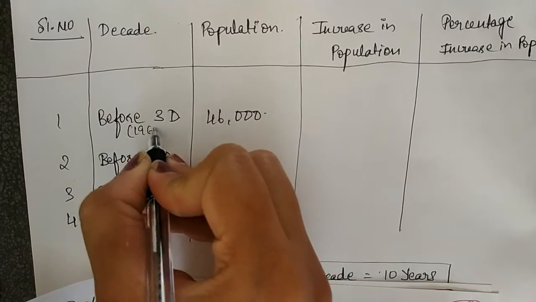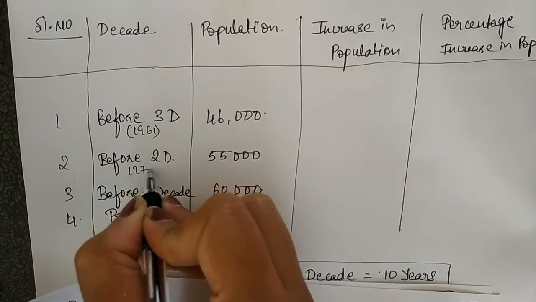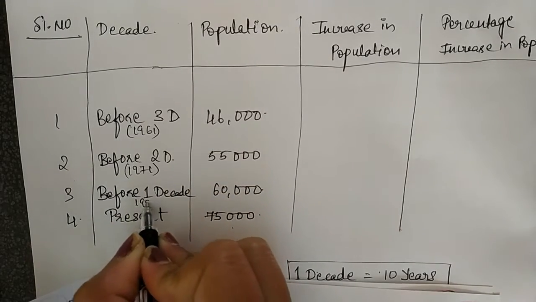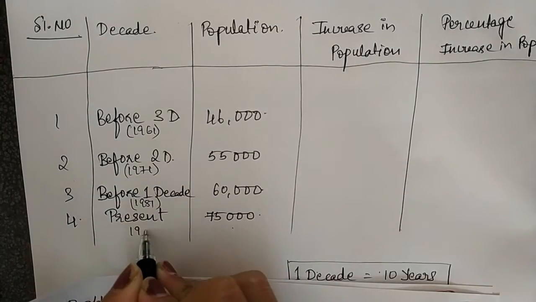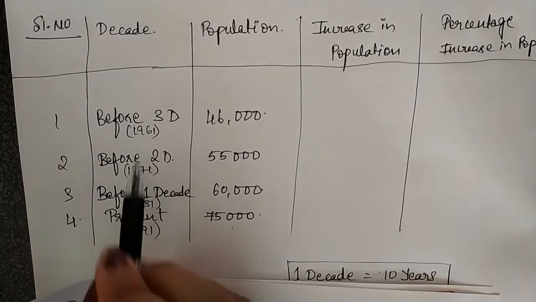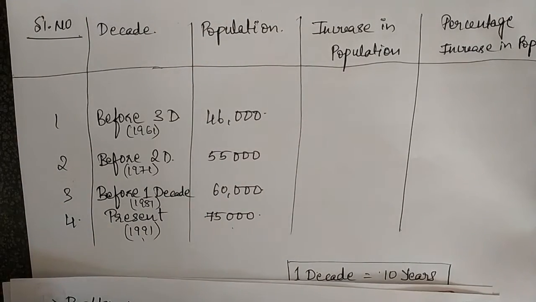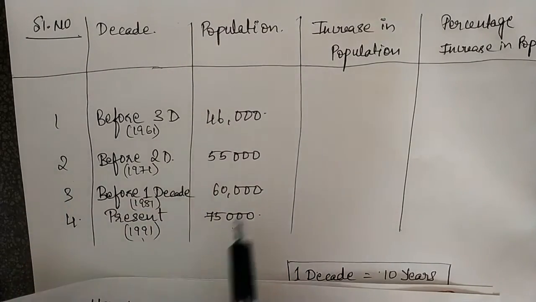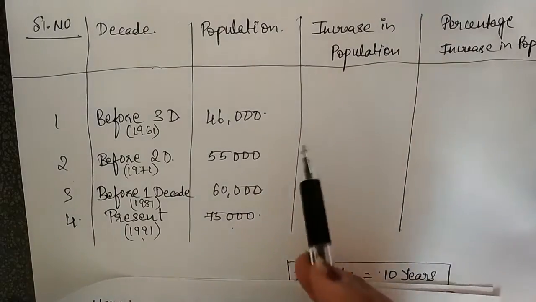Like 1961, I will make it. 1971, I will make this. 1981, and here I will make 1991. Like that I can make my own table here. I can write down my own years just for my understanding so that I don't get confused. Clear? So like this you can prepare this table first and then go on with the further solving.